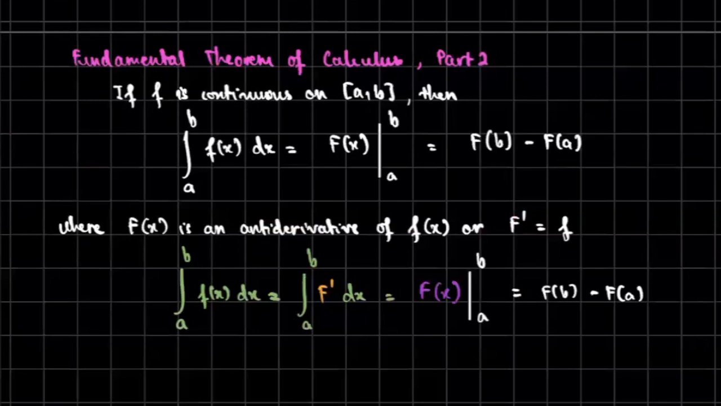So the problem that we need to deal with right now is that we don't know how to find an antiderivative yet. So we need to go through some of the formulas and some of the techniques that you might want to use in order to find an antiderivative before you can evaluate the antiderivative at a and b. So that's the next topic I want to cover.